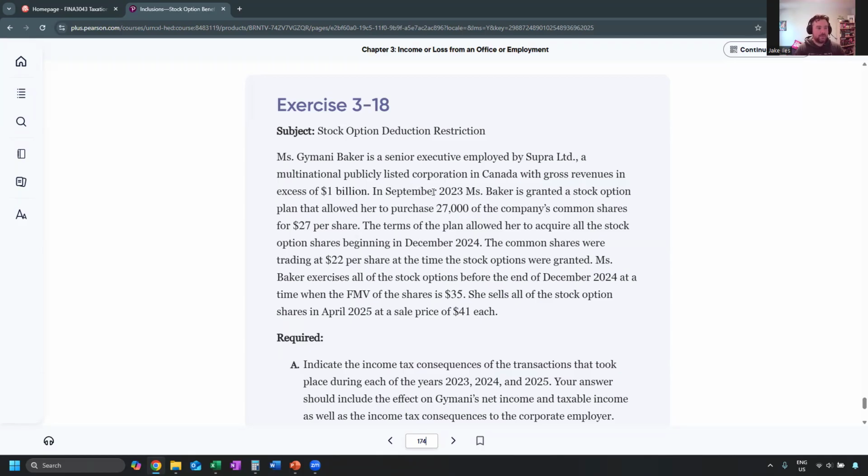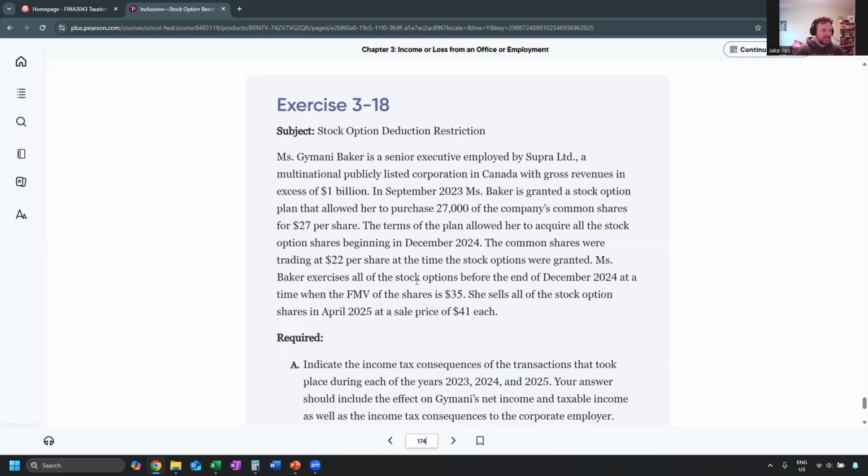So they gave her the options. They need to vest for a year and then she can exercise them. The common shares were trading at $22 when the stock options were granted. So the grant price has it in the money, or not in the money. The options are at $27, market value is $22. So we need to wait for that value to come up. We're not yet in the money. So a deduction is allowed. We're just restricted because of the size of the company.